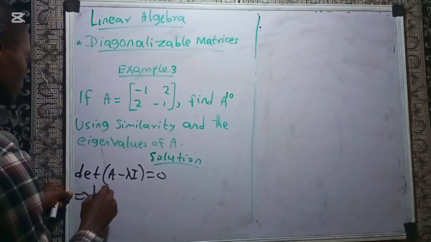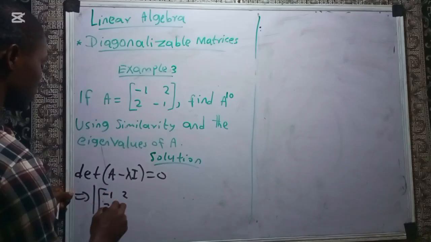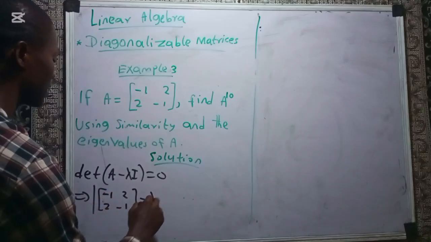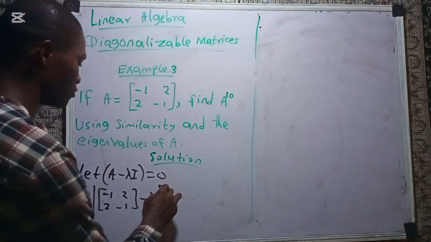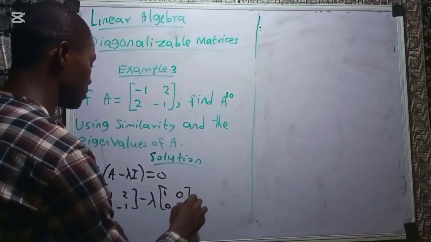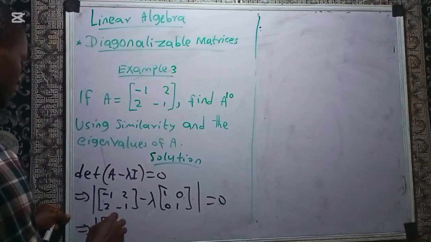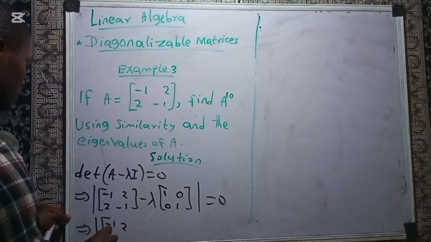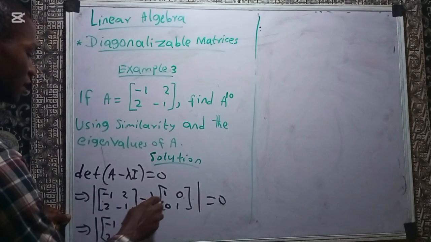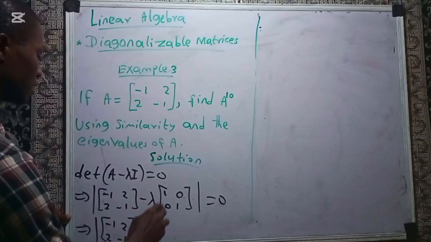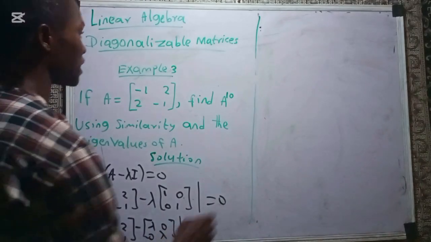So this implies the determinant of your matrix A, which is given to you on the board. So this is your matrix A. Then minus lambda, which is a scalar. Then I is an n by n identity matrix. Since your matrix A is 2 by 2, it will be a 2 by 2 identity matrix. So the determinant is equated to 0. This implies the determinant of, let's write our matrix A first. This is our matrix A minus, let's use lambda to multiply the identity matrix. Lambda multiplied by 1 is lambda, lambda multiplied by 0 is 0, lambda multiplied by 0 is 0, lambda multiplied by 1 is lambda. Then we have the determinant equated to 0.